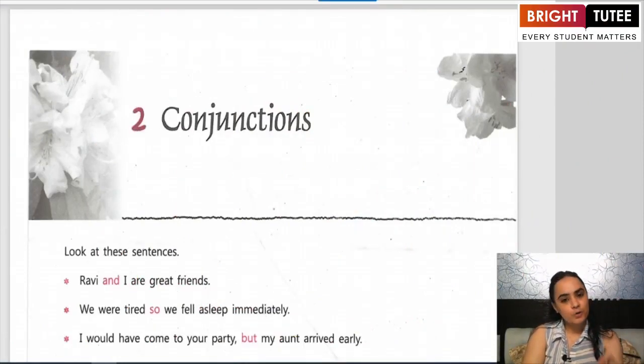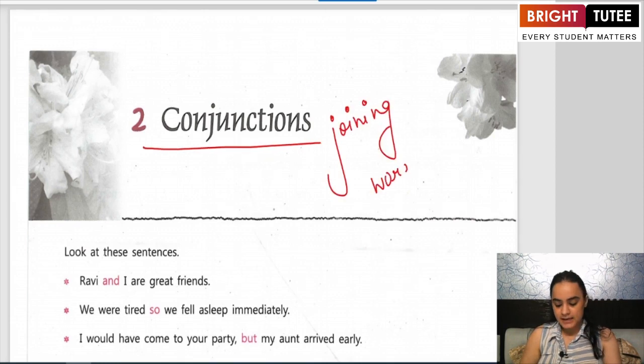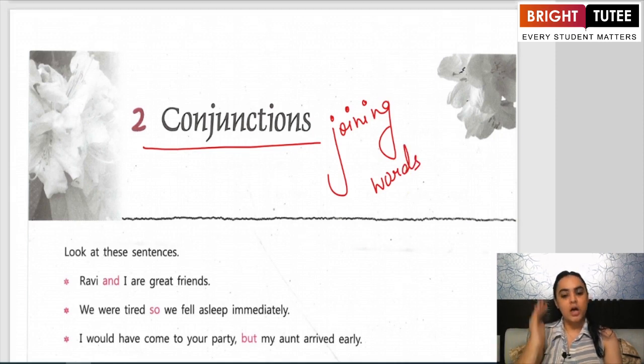In this class, we are going to begin with the second chapter of grammar of class 12 alternative English Nagaland Board, which is conjunctions. Now, as we all know, what is a conjunction? Conjunction refers to joining words. Now, this is the easiest way in which we can describe conjunctions. Those words which help us to join two sentences are known as conjunctions.